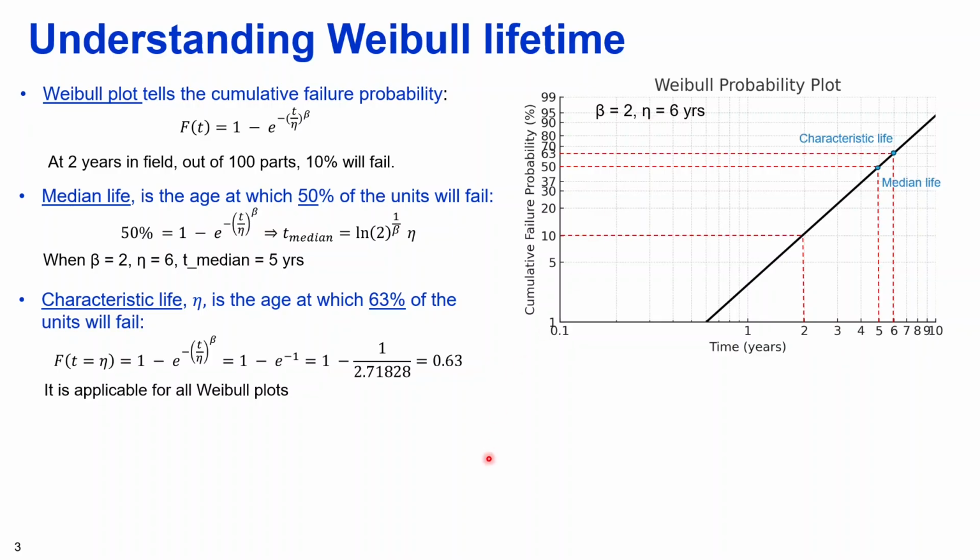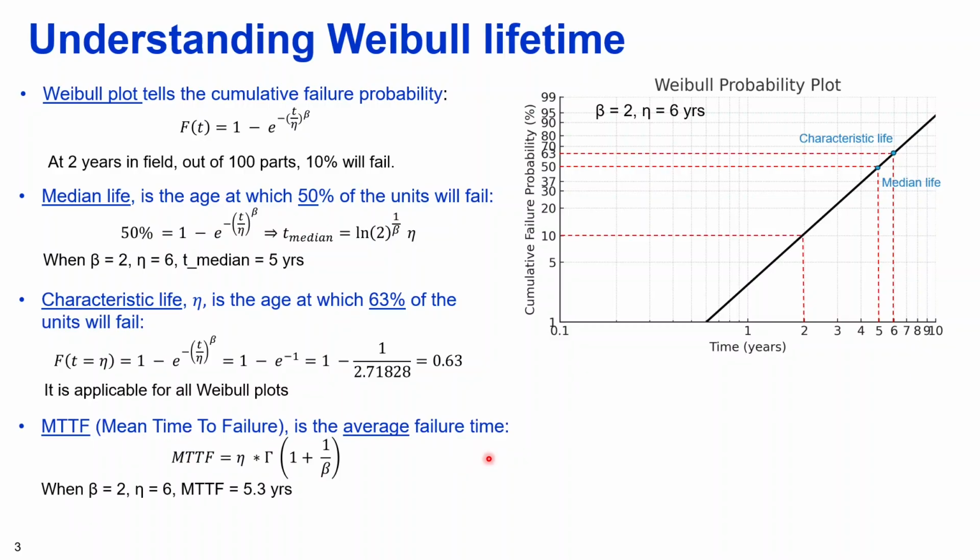The last concept I want to mention here is mean time to failure, or MTTF. It is the statistical average of the Weibull distribution, and it's calculated by the gamma function. In our example, it is about 5.3 years.